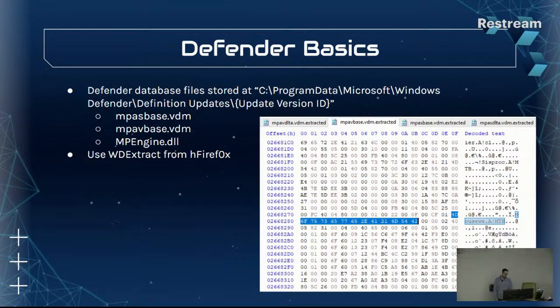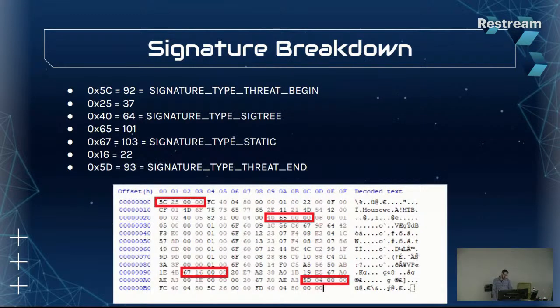So using a tool called WDExtract, just pull that off of GitHub. You can actually take these files and decompress them, and you'll end up with a list of signatures over here on the right. This is inside of a hex editor. So you can pull all those apart, and you'll see right here is this Mouse.a!MTB, which, if you remember all the way from the beginning, is the alert that we got from Defender when we first ran our payload.